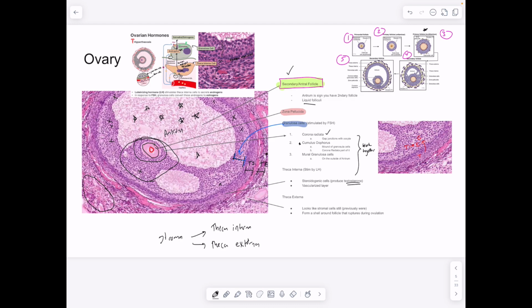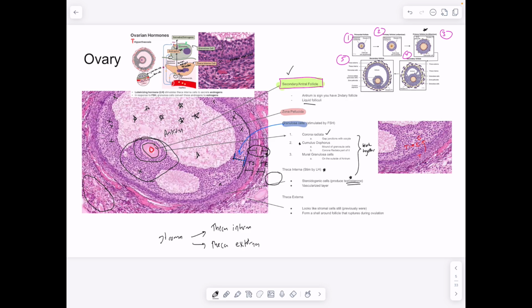Then we have a basement membrane right here, and outside of that is former stroma. So we have theca interna cells right here, and then theca externa cells right there, and then more regular undifferentiated stroma around it. Our theca interna cells are going to be stimulated by luteinizing hormone to produce testosterone.